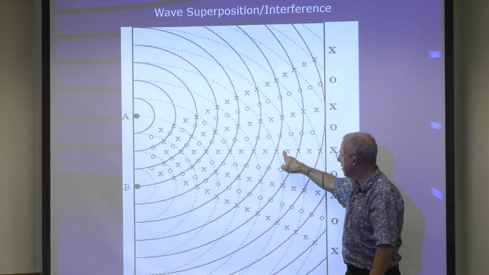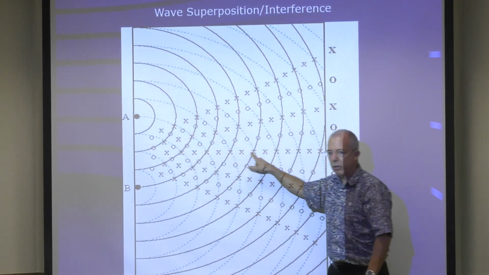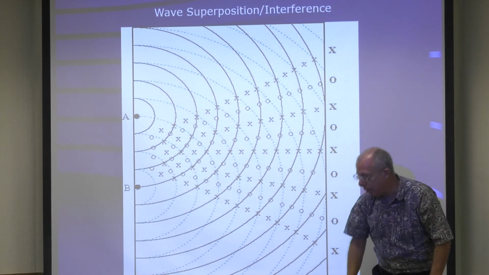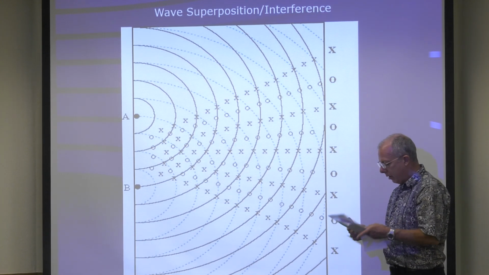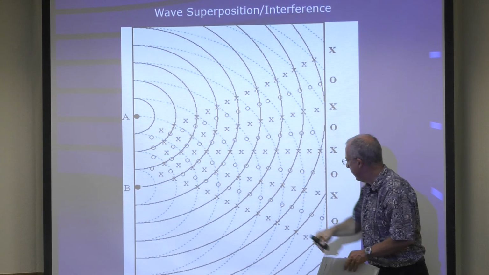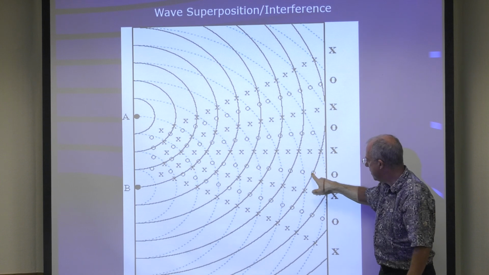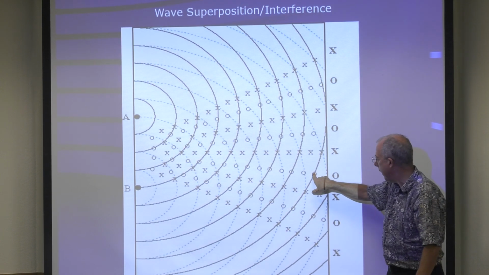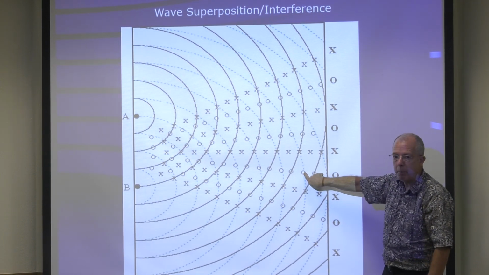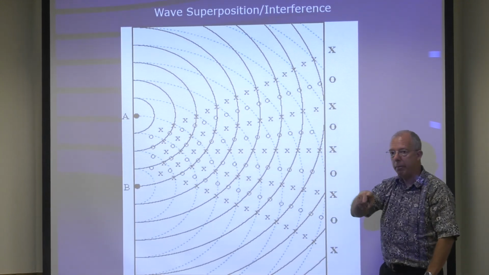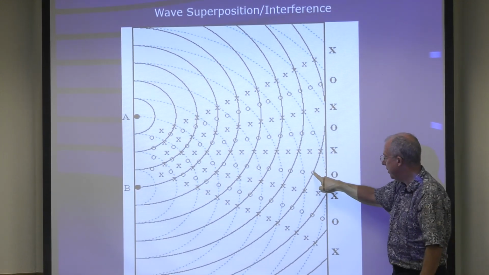So everywhere along this line, you have constructive interference. So the water's going really high or really low. Okay, now let's go with the O's. Here, this is a max from A. But look, it's a min from B. So you have a max from A and a min from B. They cancel. So it's destructive interference.